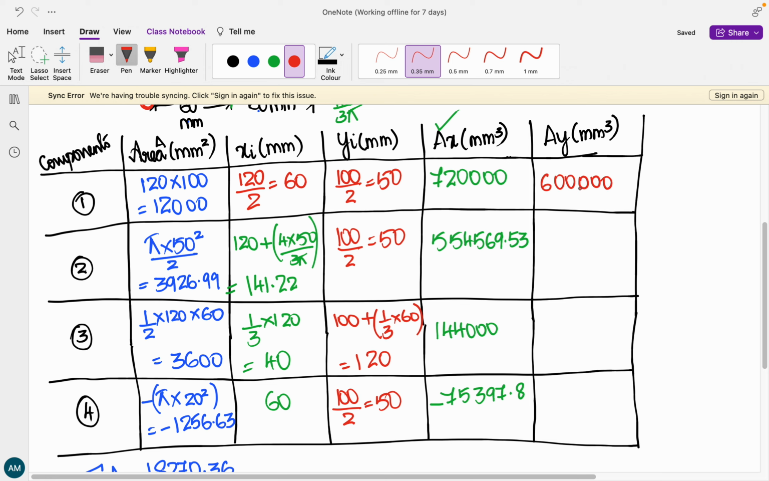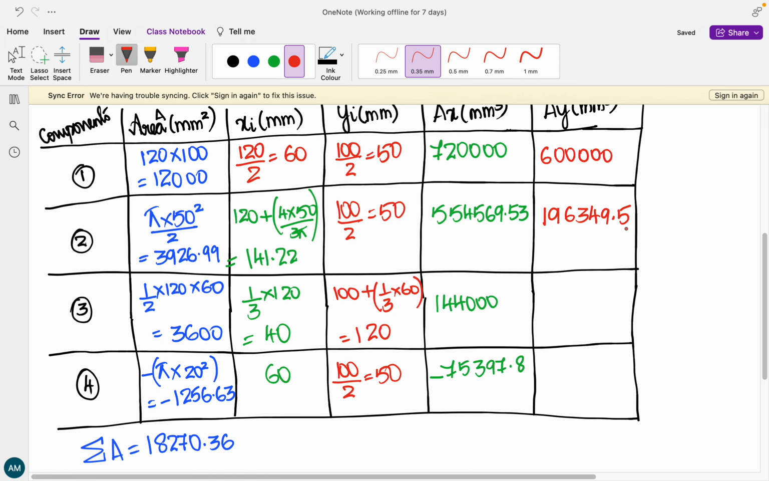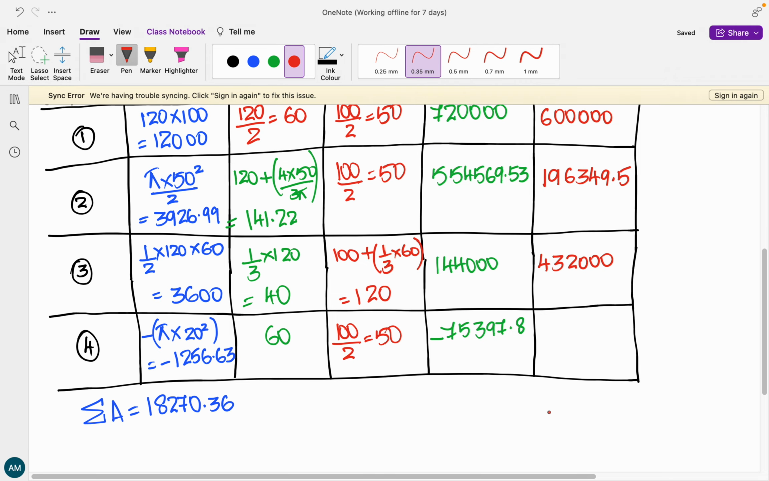The next one is 3926.99 multiplied by 50. So it is 196,349.5. The next one, 3600 multiplied by 120. So this is going to be 432,000. The last one, 1256.63 multiplied by 50. So this is going to be 62,831.5. Do not forget this negative sign. We are multiplying, so a negative sign is going to carry on.